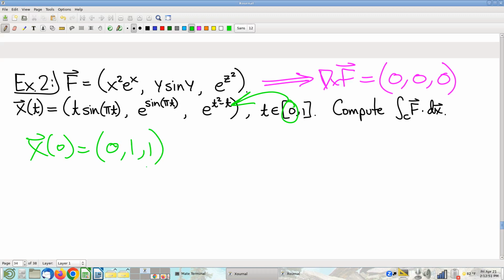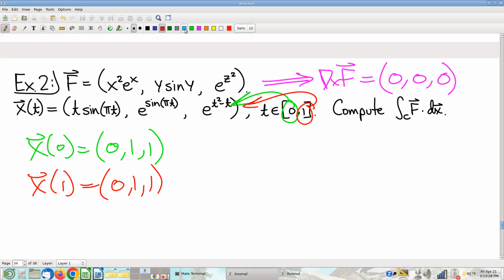And then I got to plug in t equals 1 into there. That gives me that x of 1 is 0, e to the 1, and then 1. Okay. So this given parameterized curve starts and ends at the same point. How about that? Everybody with me? Let's draw a picture then of this curve.